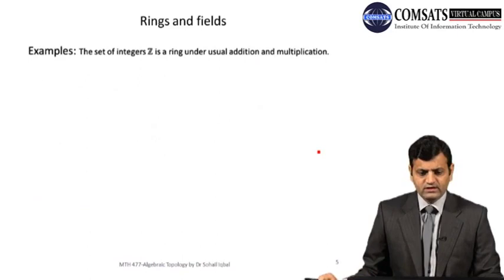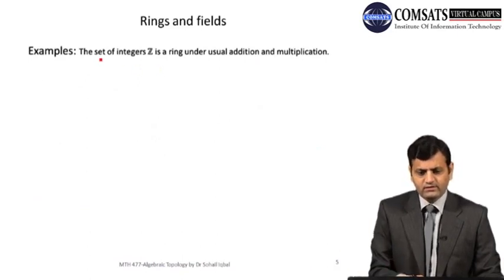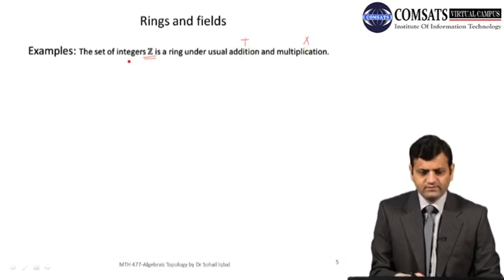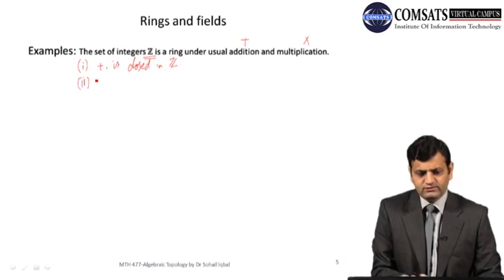Okay, so let's start with our first example. We have already seen that the set of integers Z has two binary operations of addition and multiplication. Once again, we can define other binary operations as well. In this particular example, we are considering the ordinary addition and multiplication. So let's see if it satisfies the first condition. We want this addition to be closed. We have already seen that this addition is closed in Z. The second condition is it should be associative.